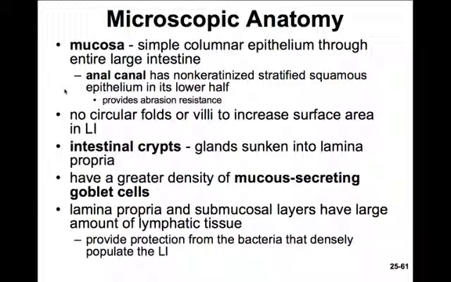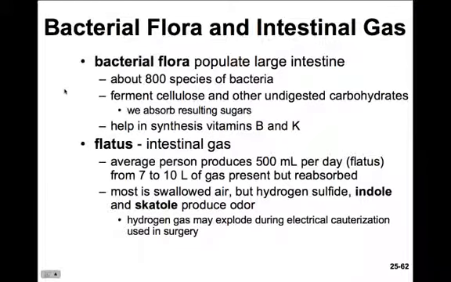The lamina propria and submucosal layers have a large amount of lymphatic tissue. And this makes sense because it's going to provide us protection from the bacteria that populate the large intestine. Because as you probably know, the large intestine has a very dense population of bacteria. In fact, there's about 800 different species of bacteria populating the large intestine. We have a mutually beneficial relationship with many of these.